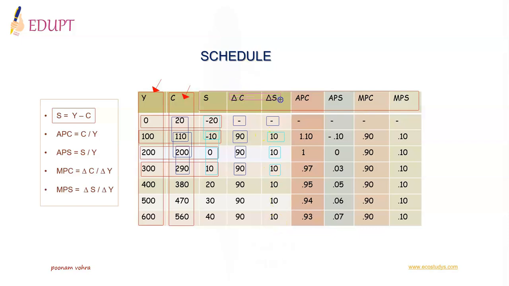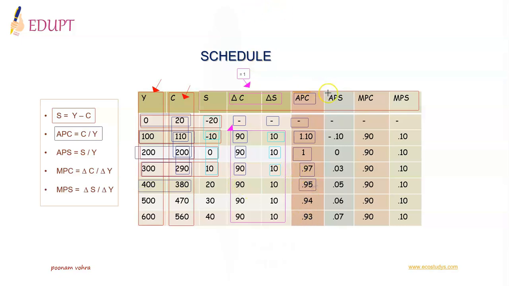Also, delta C plus delta S needs to be equal to delta Y. So, one can verify it in each case. It is easy to find average propensity to consume, which is C by Y. So one can find 20 by 0, not defined. 110 by 100, 1.10. 200 by 200, 1. 290 by 300, 0.97. 380 by 400, 0.95 and so on.